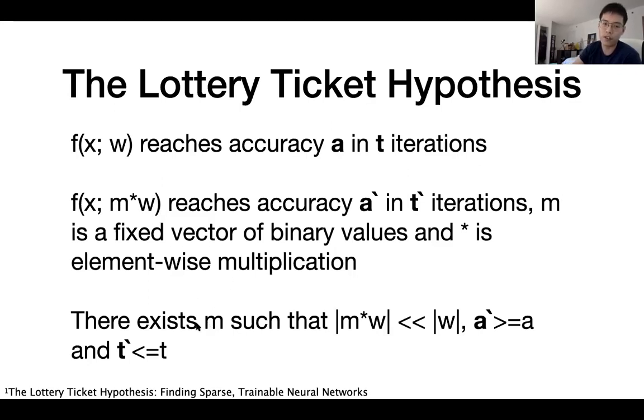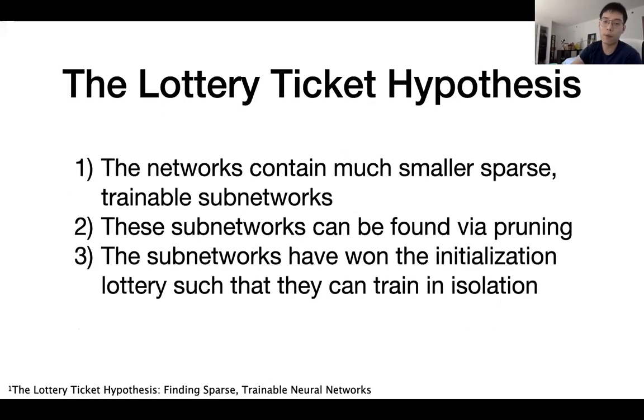So the hypothesis is that there exists a mask M such that after the pruning, the number of weights is much smaller than the original, but we can reach a higher test accuracy with less training time. This hypothesis is very unexpected, because it tells us that the neural net actually contains much smaller, sparse, and trainable subnetworks.